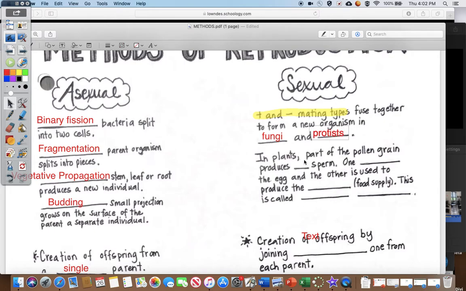Now in plants, we talked about that there could be asexual reproduction through vegetative propagation, but just like in nature, in plants, you're going to have part of the pollen grain is going to produce 2 sperm. 1 fertilizes the egg.